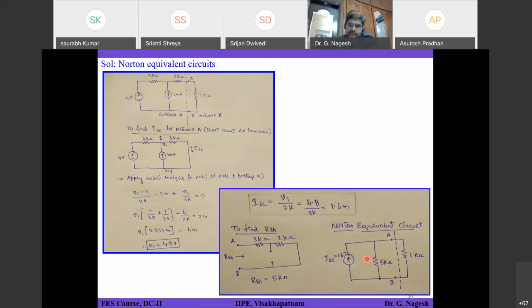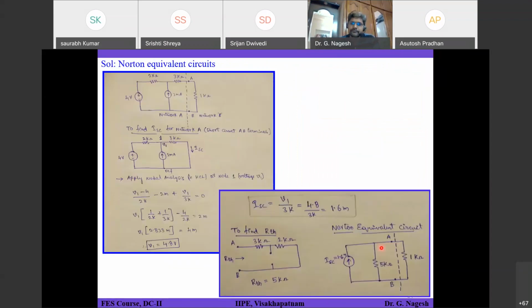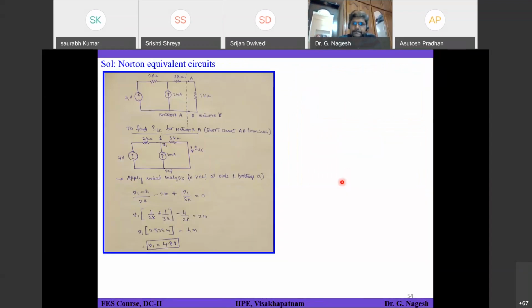If you cross check this with your Thevenin's theorem, you see here you have 8 and 5. These two are the Thevenin's equivalent circuit, right? So 8 divided by 5K, you will get some current. That current will be same as this value, 1.6 milliamperes. And RTH you have to connect in parallel there. This is connecting in parallel here. You are understanding, na?